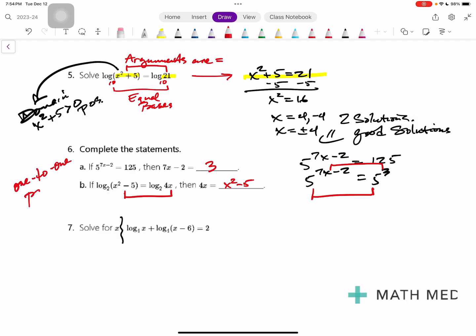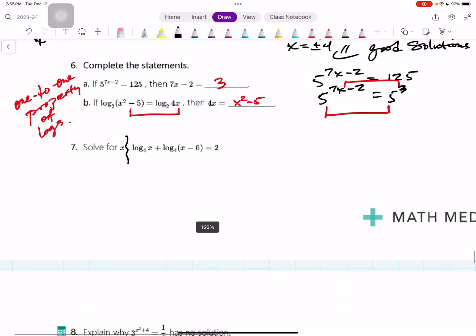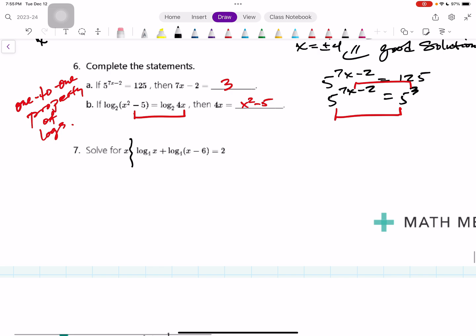The one-to-one property of logs. Which, guess what, is in your learning targets, guys. So if you go back into your learning targets, you'll see it. That's why I always suggest to you guys to go back to your learning targets, consolidate everything, and actually make a summary sheet of everything you've learned in the chapter or the unit. Because guess what? You're going to be tested on it. So I would definitely do that.